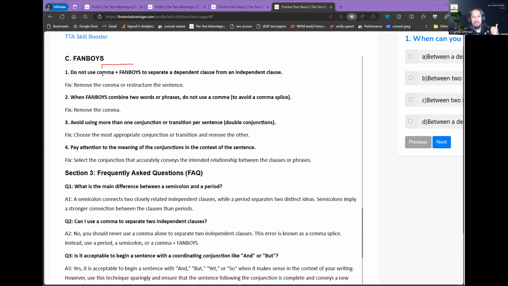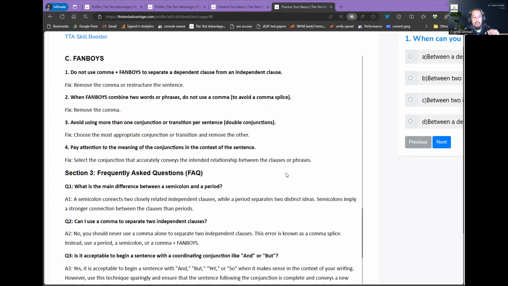Do not use comma fanboys for dependent and independent clauses. ده أكتر حاجة هتشوفوها. When using fanboys to combine two words, do not use a comma. شفنا في الexample بتاع عمر. Avoid using more than one conjunction or transition per sentence. So شفنا fanboys, okay. ما ينفعش أكتر من واحد per sentence. Pay attention to the meaning. The meaning مهم. عشان لو عندي comma so أو عندي comma but ده كده بقى بيسألوني على ال meanings. Okay, so keep this in mind.